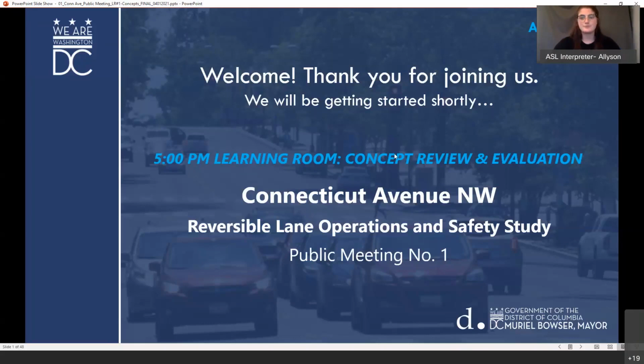Welcome to the Connecticut Avenue Northwest Reversible Lane Operations and Safety Study. This is public meeting number one. This is 5 o'clock PM and this is the learning room. We're looking at concept review and evaluation. At 6 o'clock, we'll look at traffic and parking, and at 7 o'clock, we'll start our main meeting.